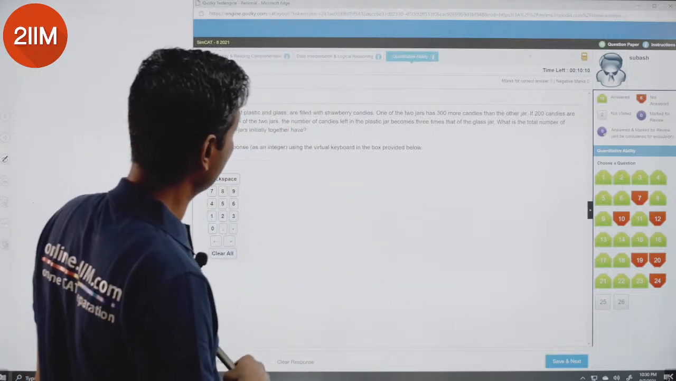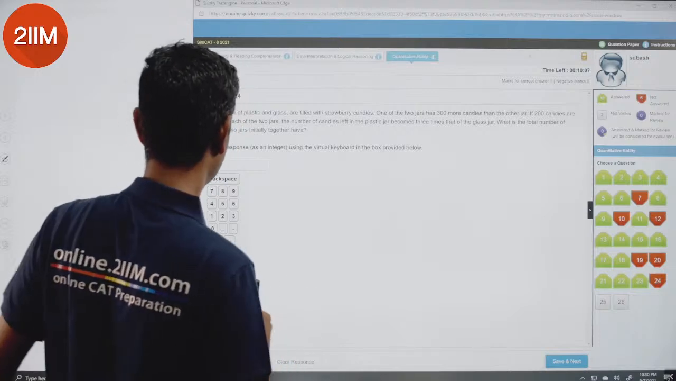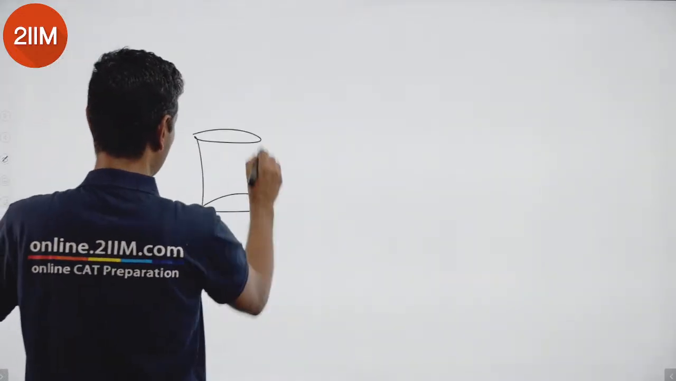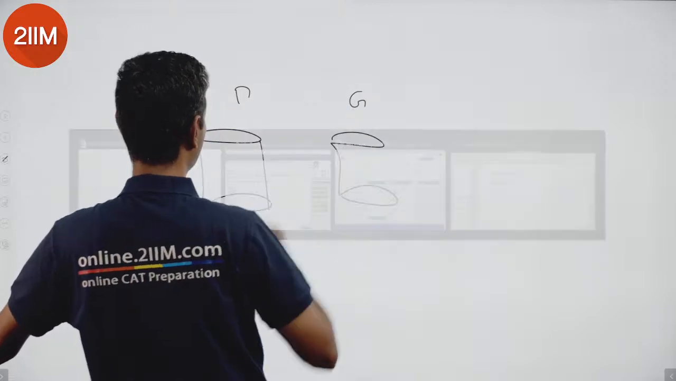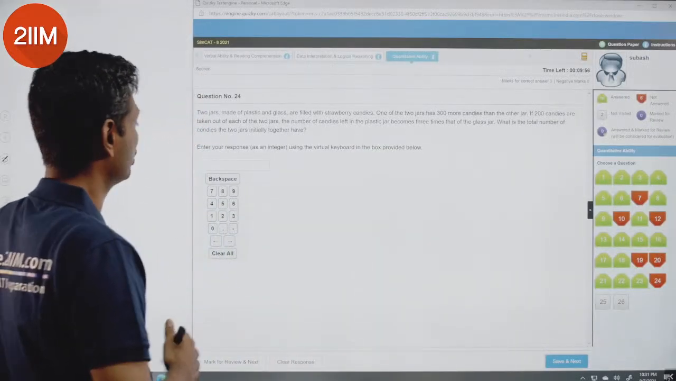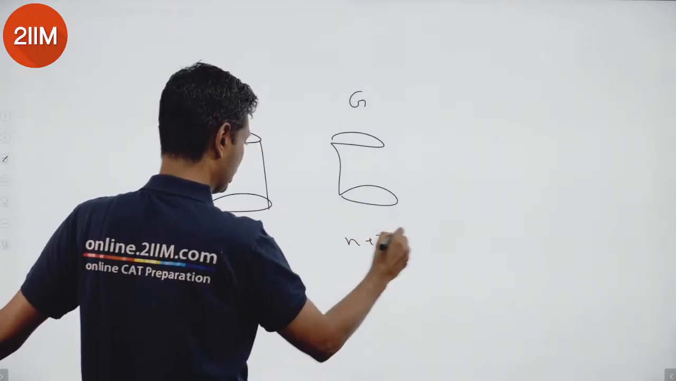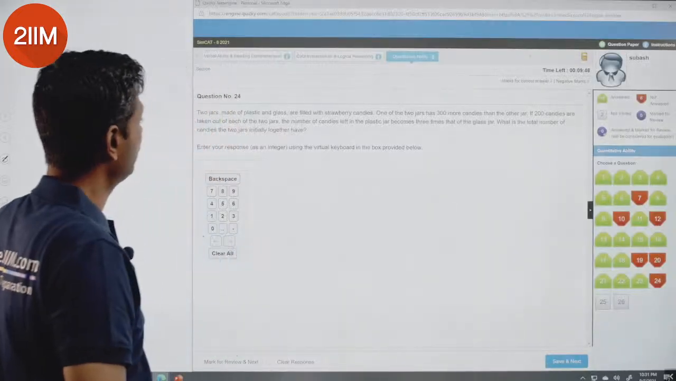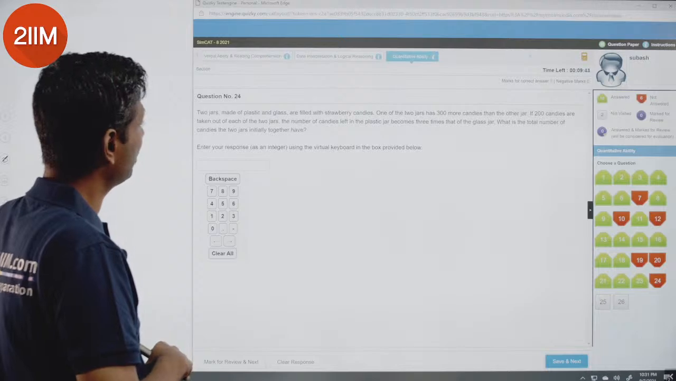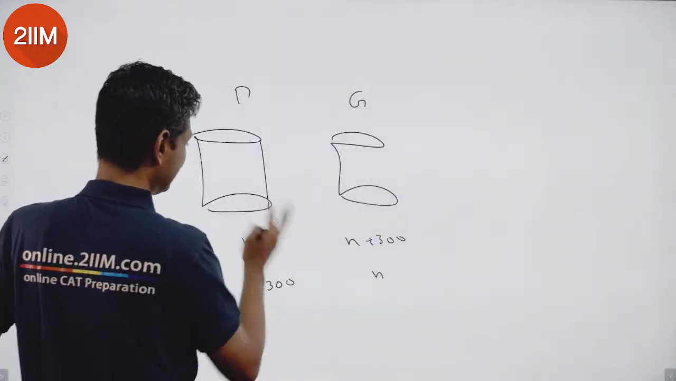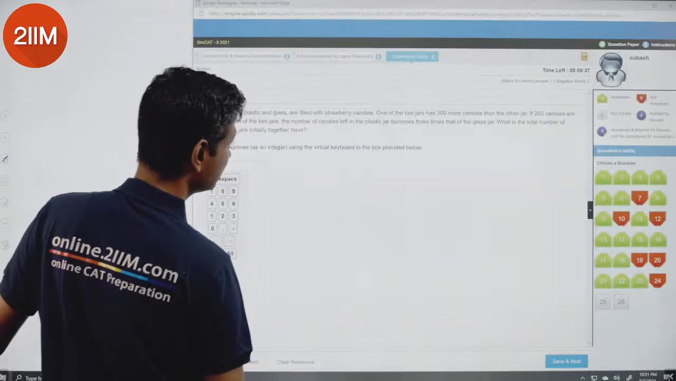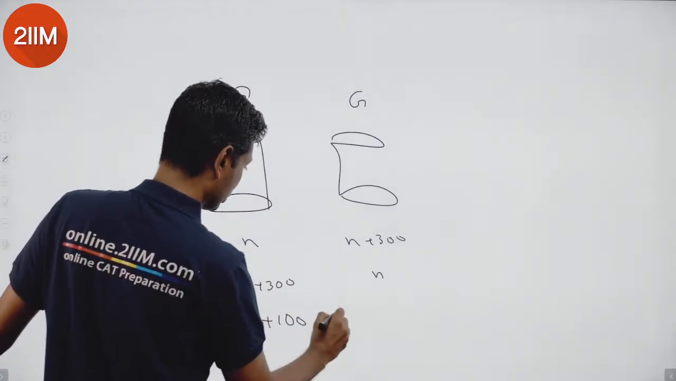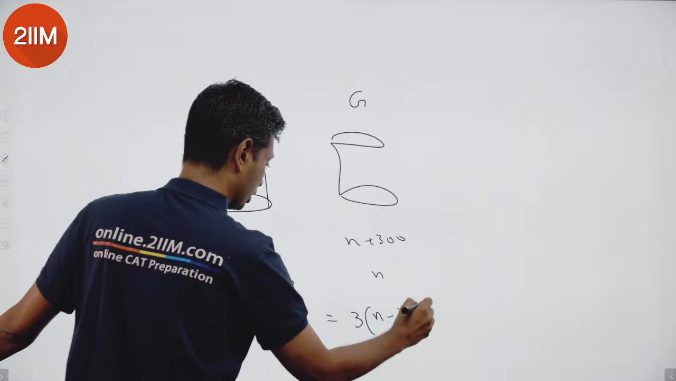Two jars made of plastic and glass are filled with strawberry candies. One of the two jars has 300 more candies than the other jar. If 200 candies are taken out of each of the two jars, the number of candies left in the plastic jar becomes thrice that of the glass jar. This is irritating. Plastic and glass. One has n and the other n plus 300. 200 are taken out. N plus 100 is 3 times n minus 200.